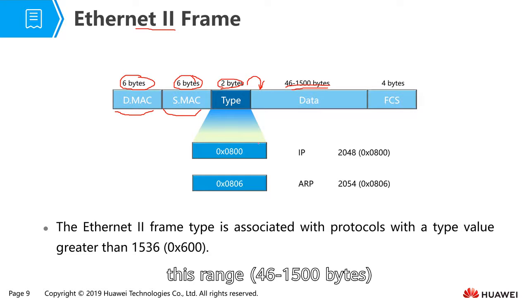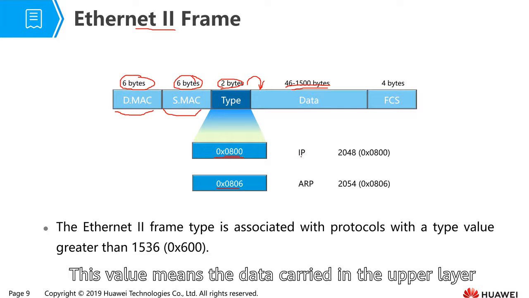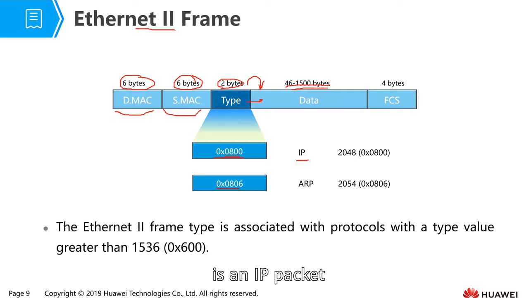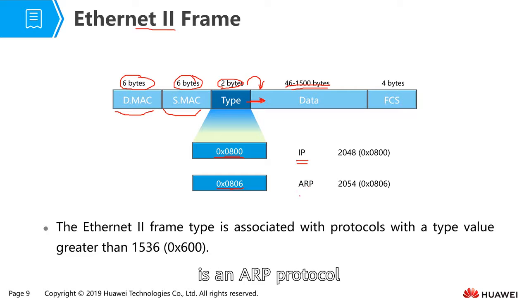Then there are two examples. The value 0800 means the data carried in the upper layer is an IP packet. And the value 0806 means the data carried in the upper layer is the ARP protocol.